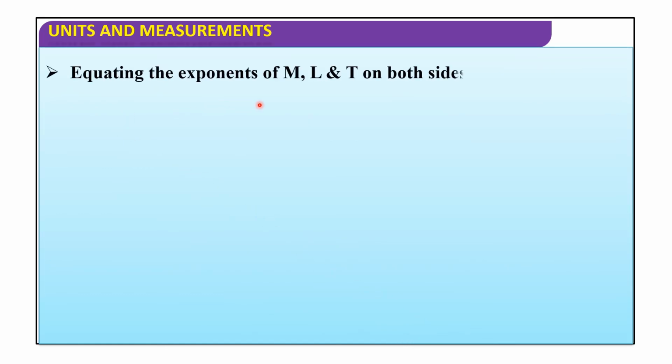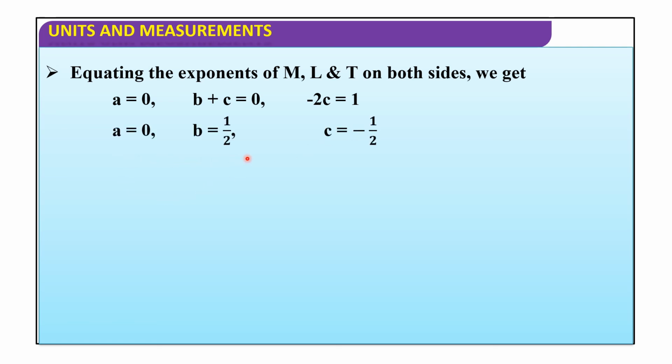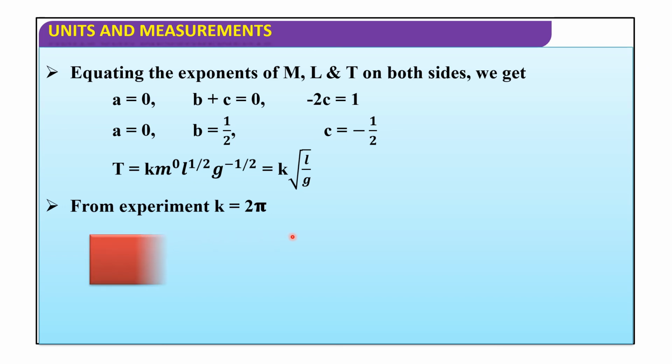Equating the exponents of M, L and T on both sides, we get a is equal to 0, b plus c is equal to 0, minus 2c is equal to 1. So a is equal to 0, b is equal to half, c is equal to minus 1 by 2. T is equal to K, M0, L power 1 by 2, g power minus 1 by 2, which is K into square root of L by g. From experiment K is equal to 2 pi. Therefore T is equal to 2 pi root L by g.